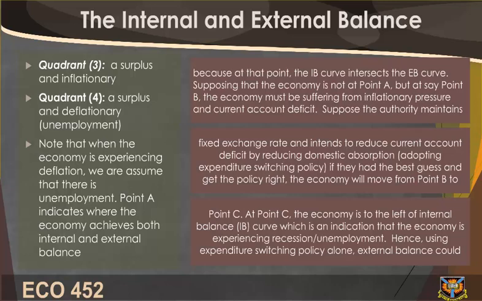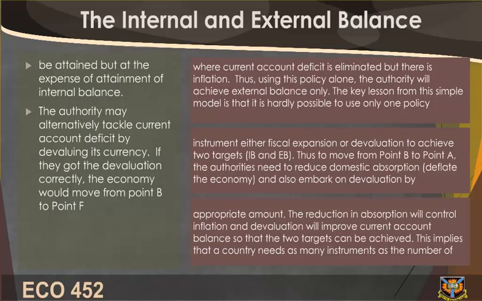Suppose the authority maintains a fixed exchange rate and intends to reduce the current account deficit by reducing domestic absorption, adopting an expenditure reducing policy. If they had the best guess and get the policy right, the economy will move from point B to point C. At point C, the economy is to the left of the internal balance IB curve, which is an indication that the economy is experiencing recession unemployment. Hence, using expenditure reducing policy alone, external balance could be attained but at the expense of internal balance.